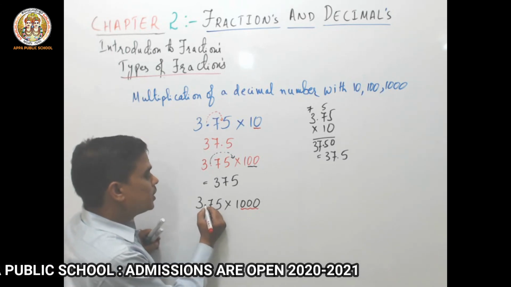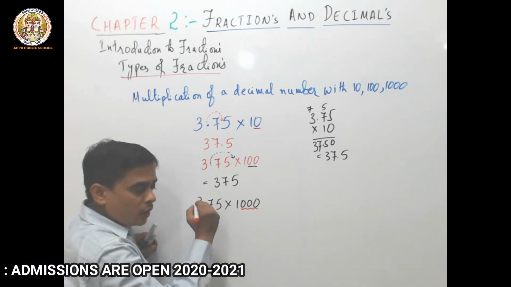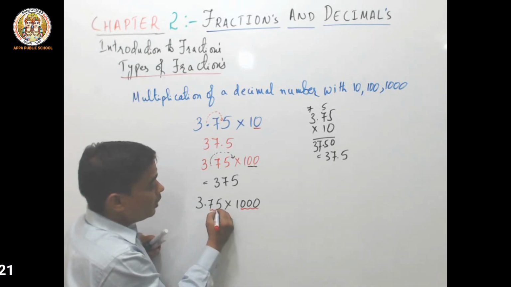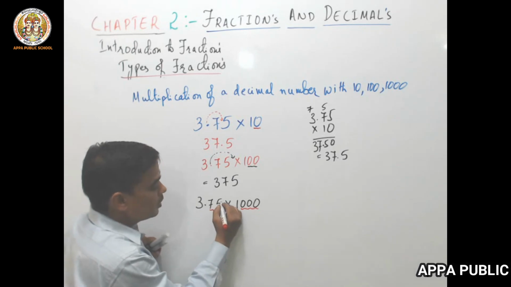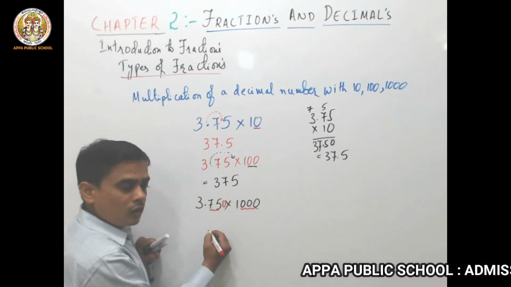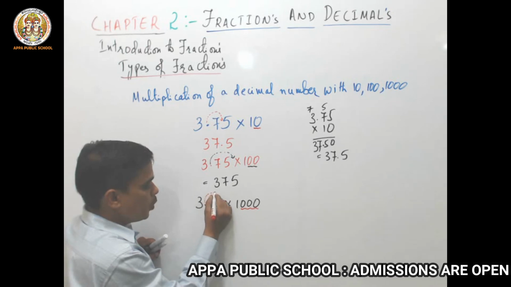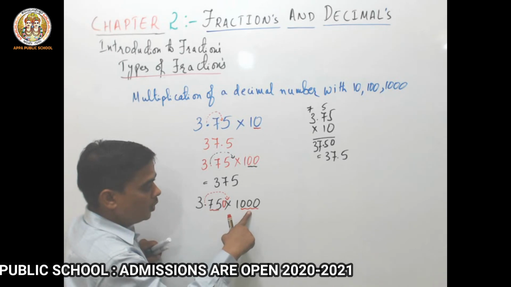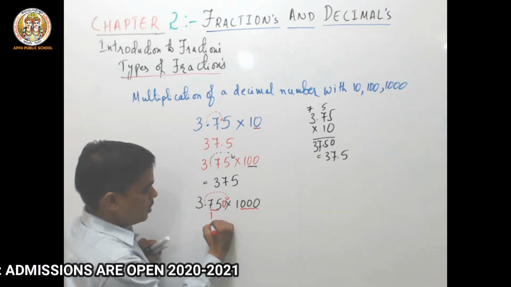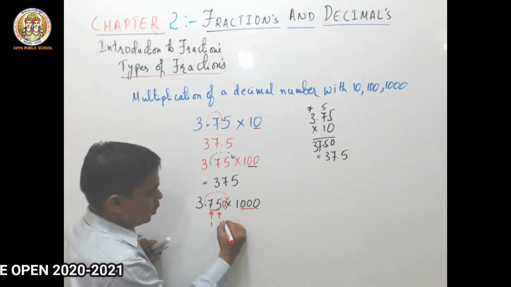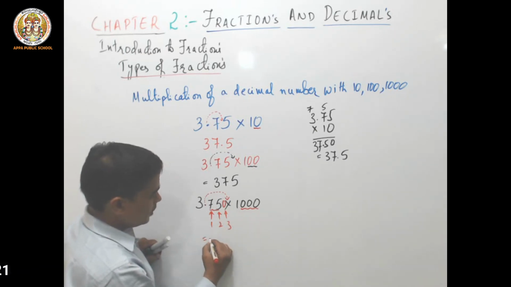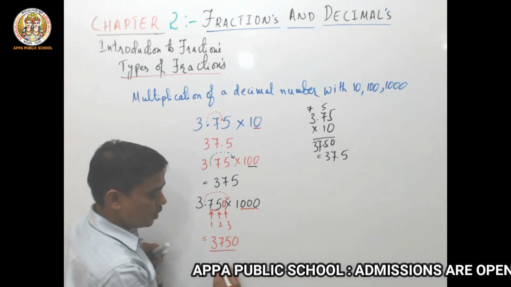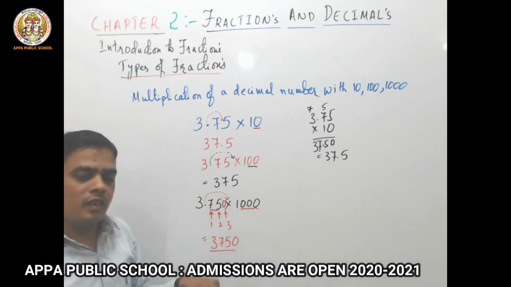So what do you have to do? This decimal point, you have to shift towards your right by 3 numbers. But here we have only 2 numbers. So if you have only 2 numbers, place a 0 here and shift this decimal point towards your right by 3 numbers. Why? Because we have 3 zeros here. 1, 2, 3. How much will it be? The answer is 3750. Okay, this is the answer, 3750. This is in case of multiplication.